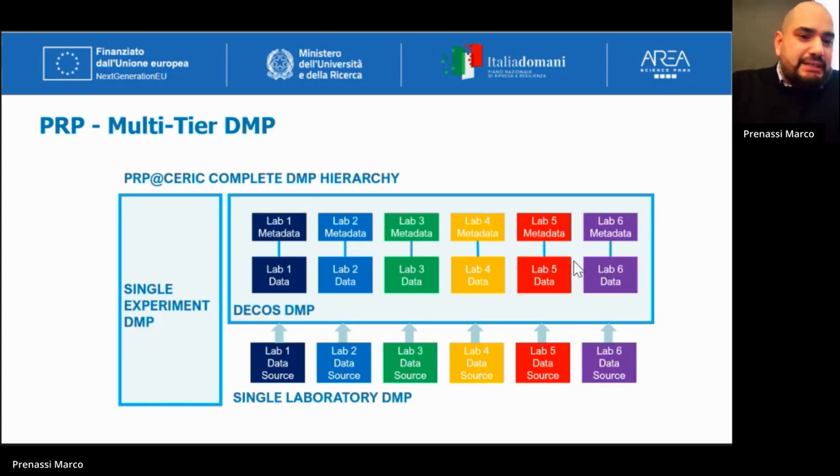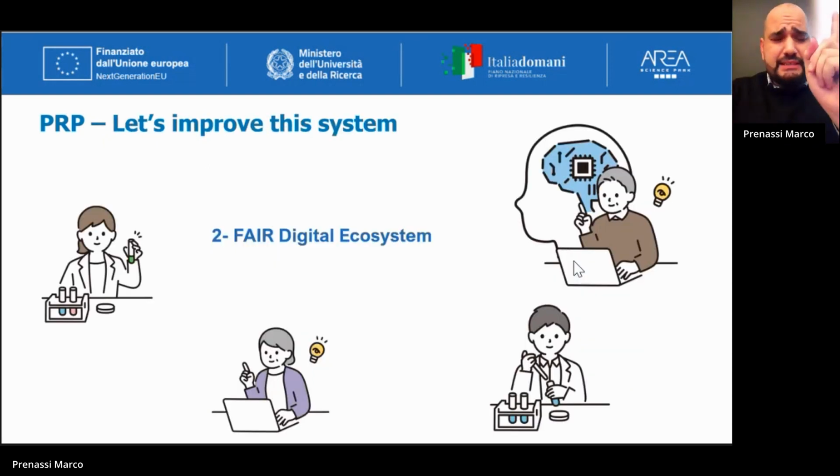This is the multi-tier DMP. I put it in there because I've already presented it, but we have the so-called fixed experiment, the middle phases DMP, that is the single laboratory DMP, and the overall DMP in the DECOS that will cover the whole system. And we have the single experiment DMP that uses the forms, the entry form and exit forms. This is the first thing.